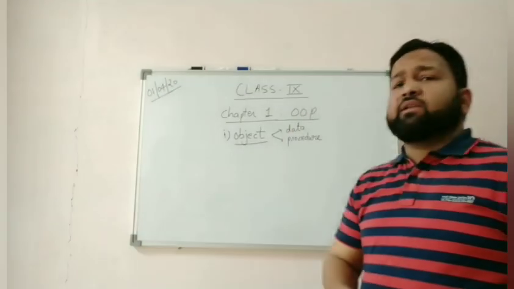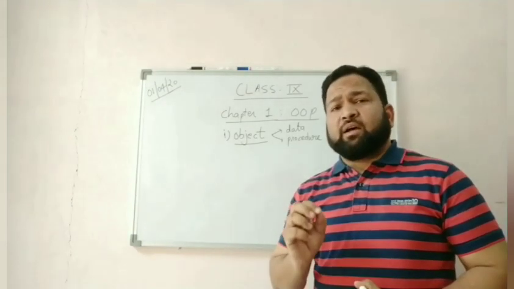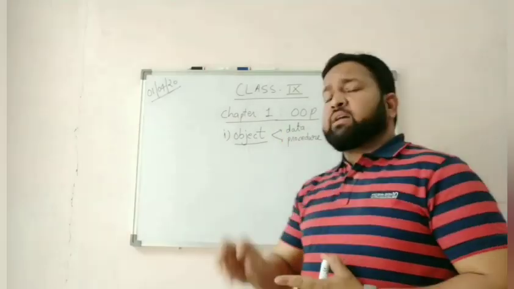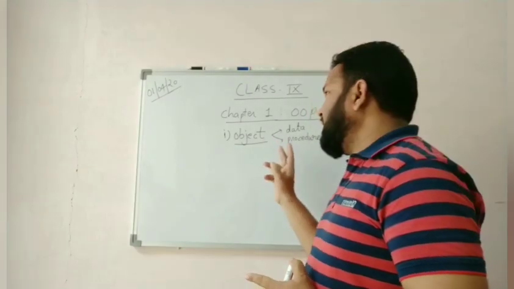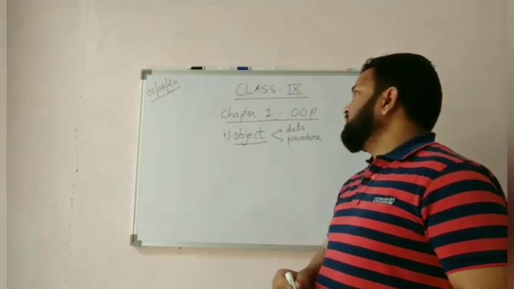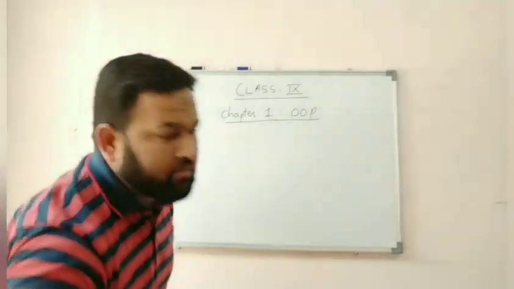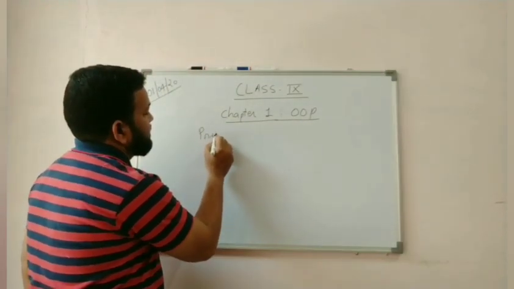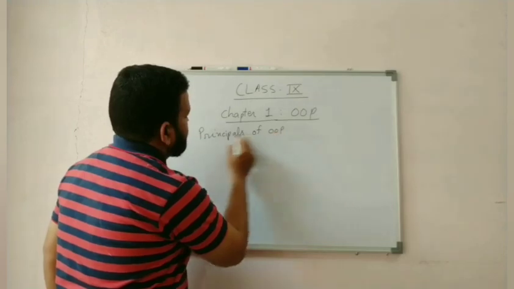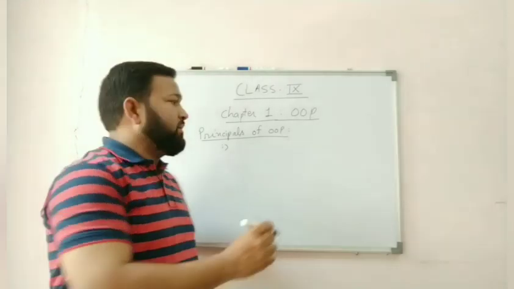In object-oriented programming, the very first thing you should know is object. What is an object? A Java object is a combination of two things, data and procedure. A single entity having these two things is categorized as an object. After that, the next thing is the principles of object-oriented programming. Object-oriented programming has four principles.